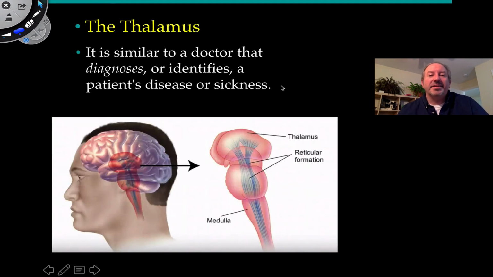Just to mention, if a doctor were to diagnose or identify a patient's disease or sickness, that's kind of what the thalamus is doing. It's sort of diagnosing what the situation is in terms of sensory information. And then it sends that information to the cortex, and the cortex has to sort of contend with it.